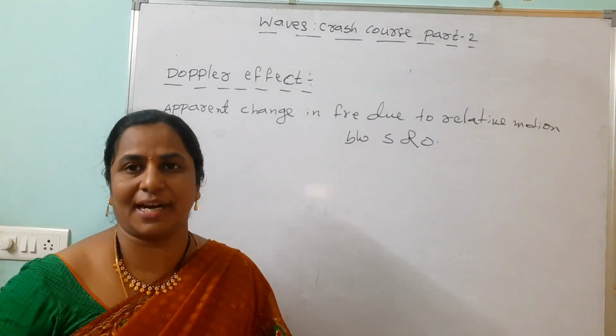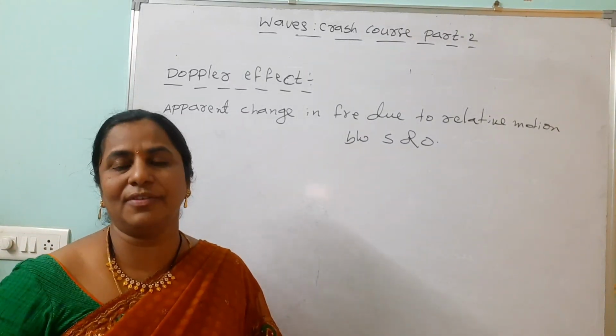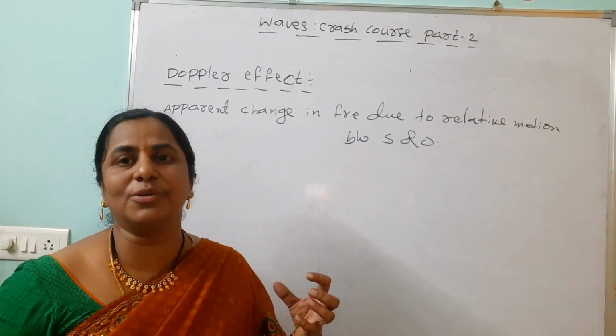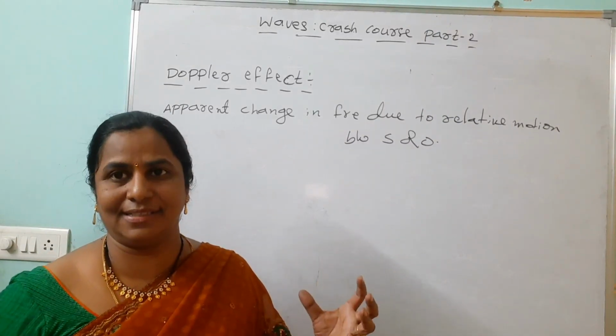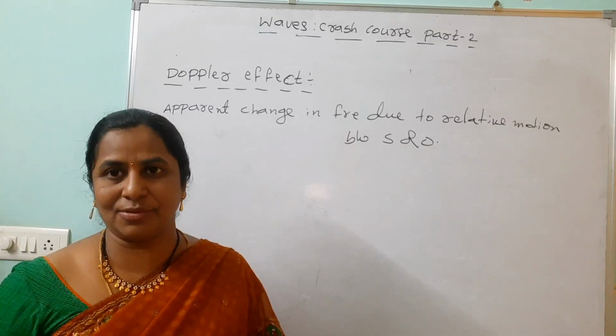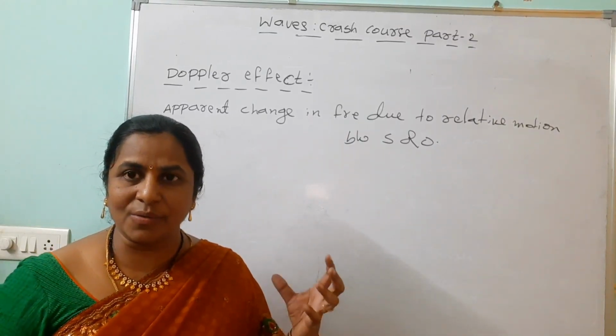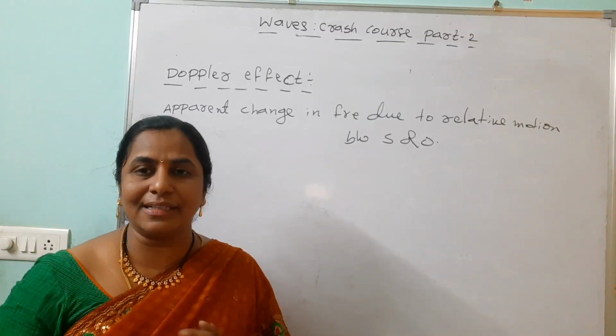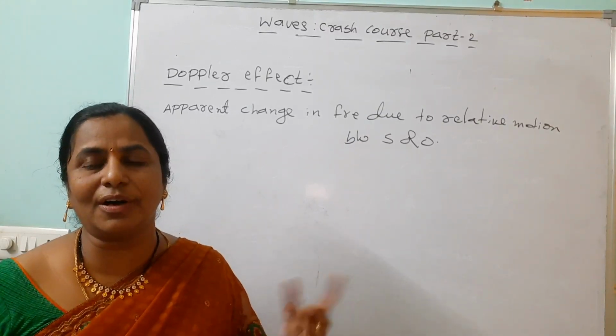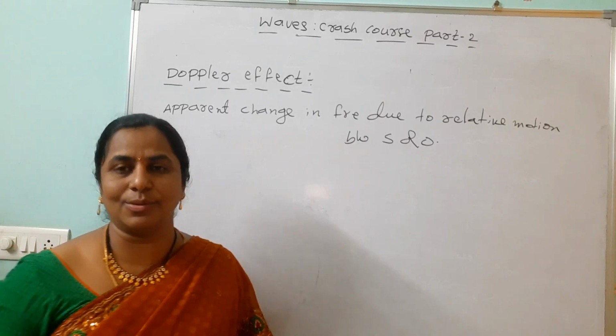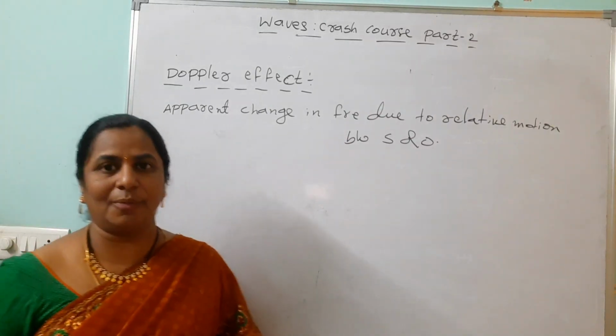Where we should observe practically, you are on the platform of a railway station. Train is moving towards you. The horn sound is increasing. Same observer, same source. If the train is moving away from you, what happens? That sound is decreasing. So here the change in frequency is due to what? Relative motion between the source and observer. That is called the Doppler effect.